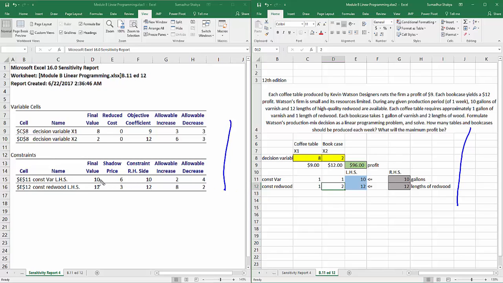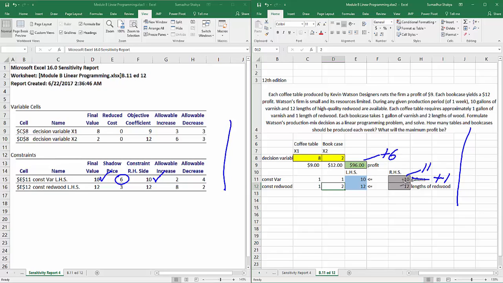Now all of the constraints have been used, so left hand side is exactly equal to right hand side. Then the shadow price is 6, which means if we were to relax the constraint of varnish by 1 unit, so instead of 10 gallons, if this was 11 gallons, then our profit function would increase by plus $6. Now this is the shadow price for the constraint of varnish. Now remember, everything in the sensitivity report is when you change only one thing at a time.